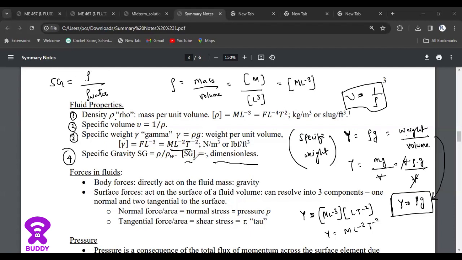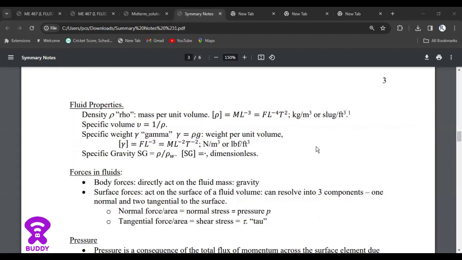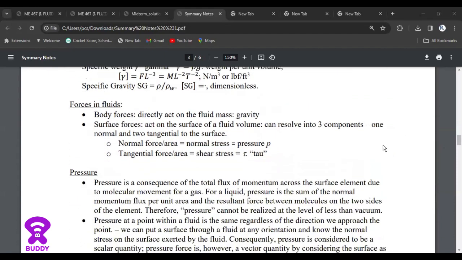So this is all about the dimensions and the properties of the fluid. Moving on to the next, forces in the fluid. Basically, we have two forces. One is the body force. Suppose your body weight is there, you have a certain amount of weight acting in the downward direction, mg. And the other force is the one which acts on a surface of a volume of the fluid.